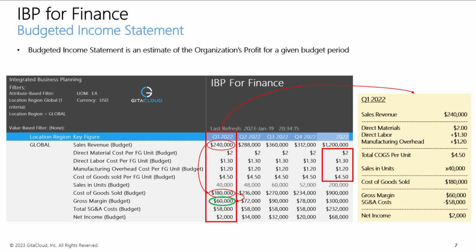Now that we have covered the budget components, let's focus on the 3 main financial statements. We start with the income statement or the profit and loss, P&L, statement. We use the accrual basis of accounting. Revenue is recorded when earned and expenses are recorded when incurred.